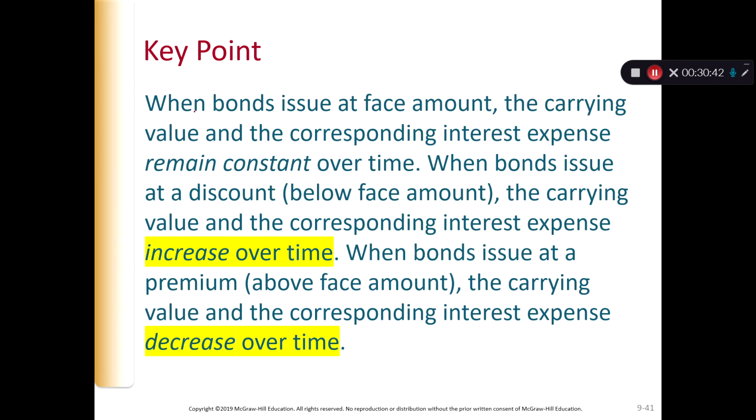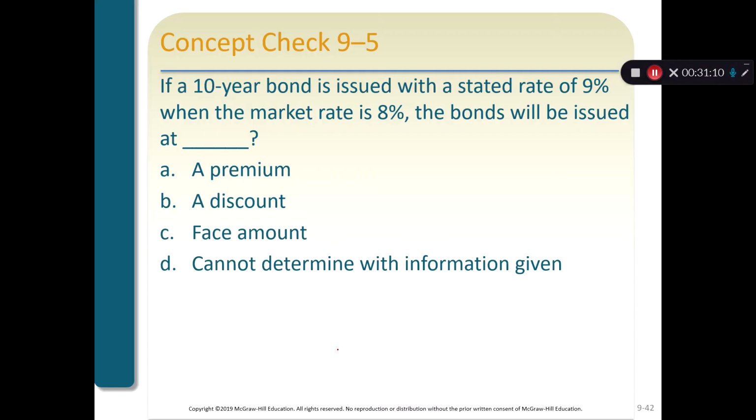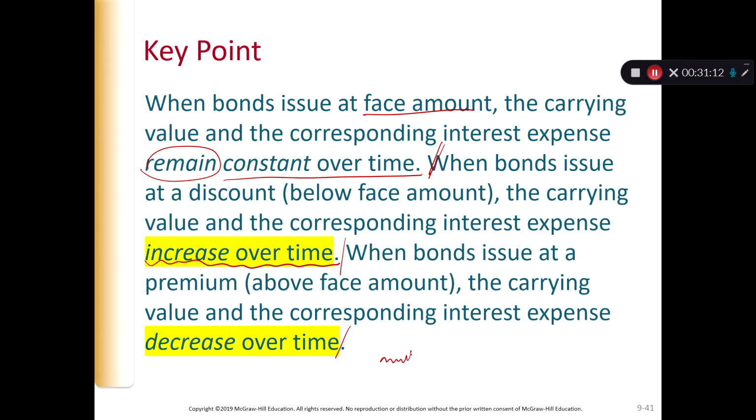So the key takeaway from this is that when a bond is issued at face value, the carrying value and the corresponding interest expense remain constant over time. When the bond is issued at a discount, or below the face value, the carrying value and the corresponding interest expense increase over time. When a bond is issued at a premium, above the face value, the carrying value and corresponding interest are decreasing over time. Okay, so this is going to be a great multiple choice question, right? If I ask you, when the bond is issued at a discount, what is the trend of the carrying value, is it increasing or decreasing? This is important to remember.